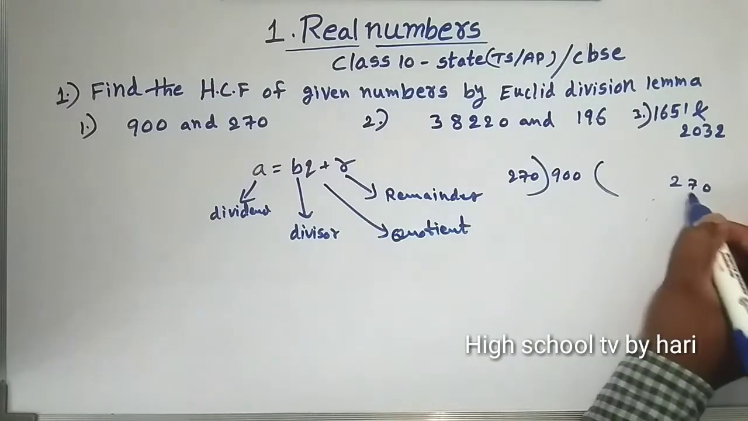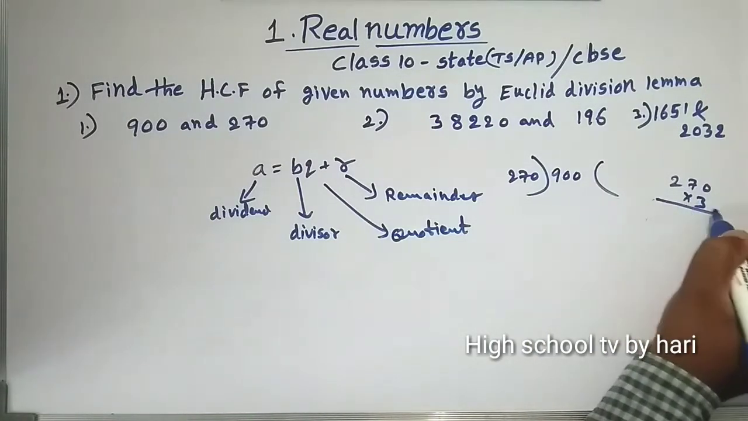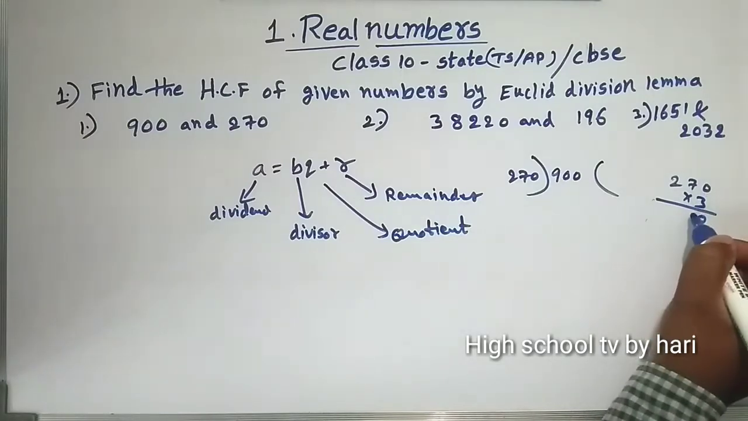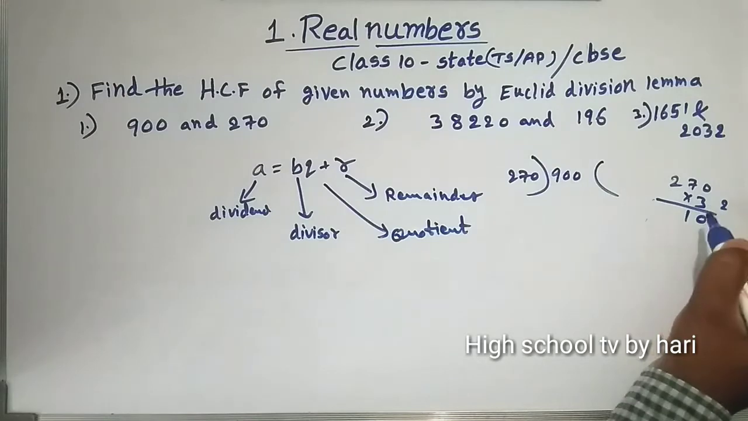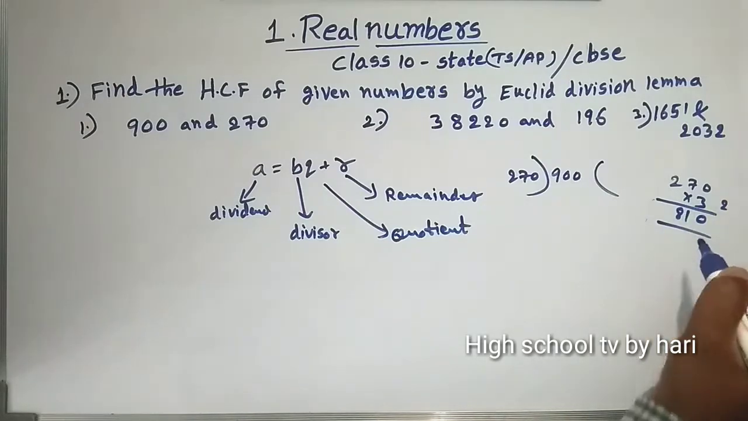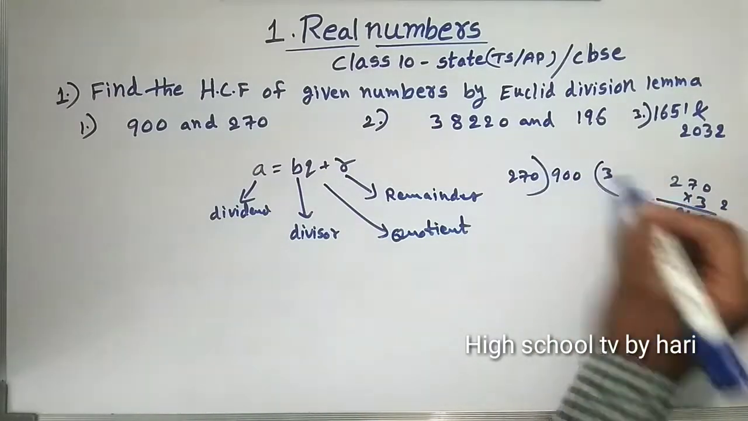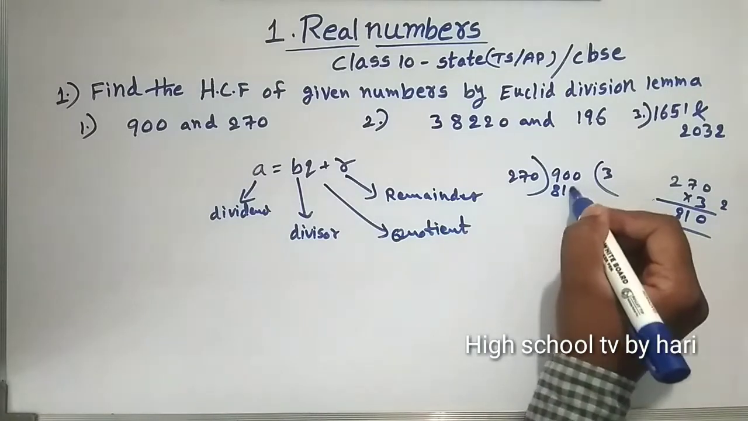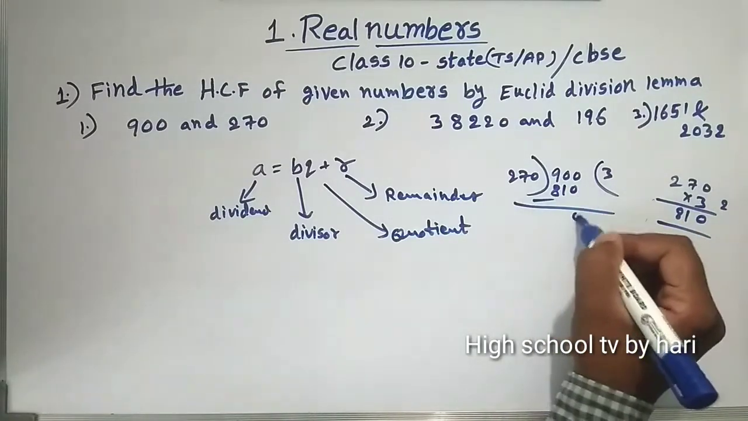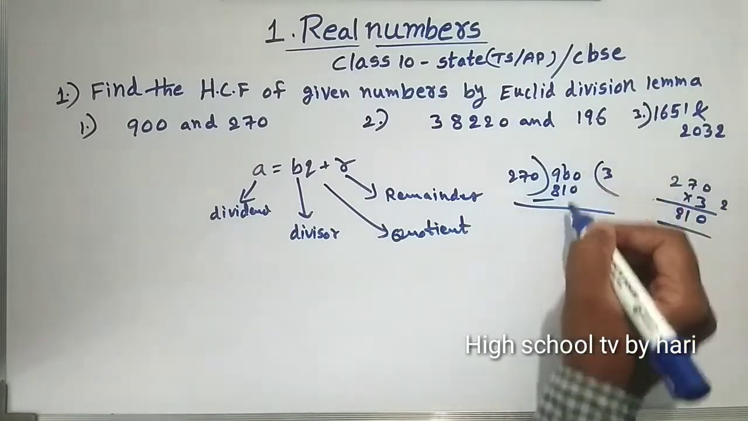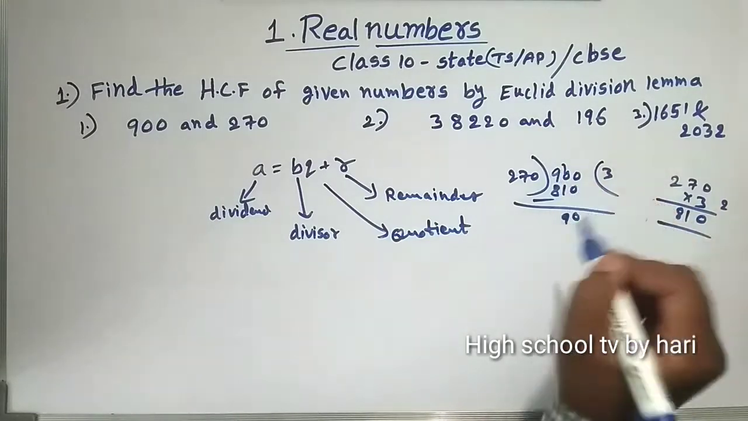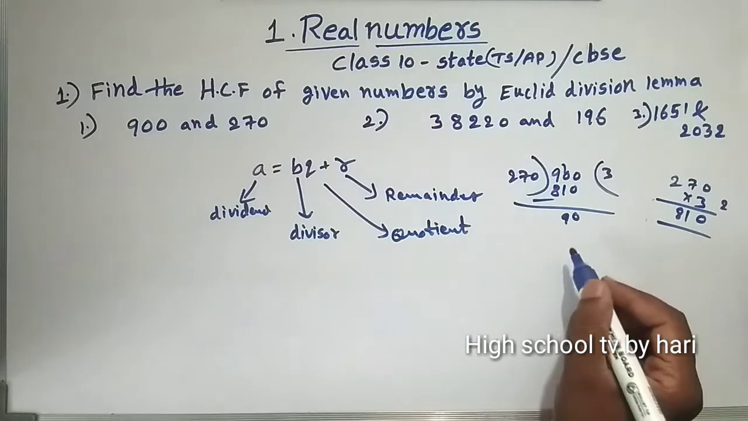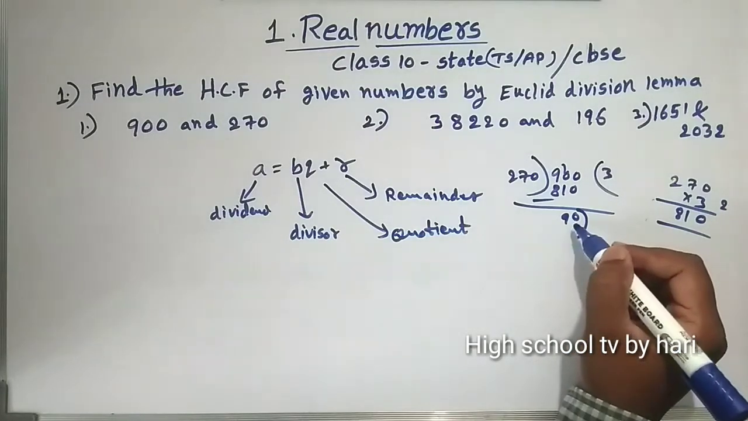270 into... 3 times 0 is 0, 3 sevens are 21, 2 is a carry, 3 twos are 6, 6 plus 2 is 8. So 270 into 3 is 810. Now subtraction: 0, taking 1 borrow, 10 minus 1 is 9, remaining 8, 8 minus 8 is 0. We got 90 as the remainder.